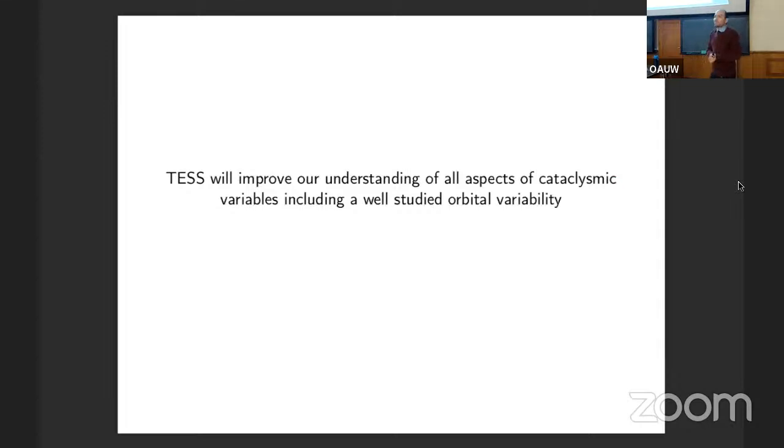As a conclusion, TESS is very fun to study cataclysmic variables with. Especially, I like the flickering and the different aspects of orbital variability.